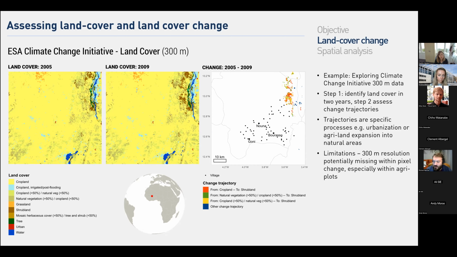So what are the limitations with this product for our analysis? Well, with the 300-meter resolution we're potentially missing within-pixel change, especially within agricultural plots, like the smaller subsistence farming plots that you have in the region. For example, shade trees, which might provide a really important benefit to farmers working on the land. A general limitation with the suite of products that we're looking at is that older satellites generally don't have as good a spatial resolution, and more recent products that have managed to go back further don't have temporal resolution quite as good as, for example, the ESA Climate Change Initiative land cover. So there's a trade-off there in how we analyze the data.